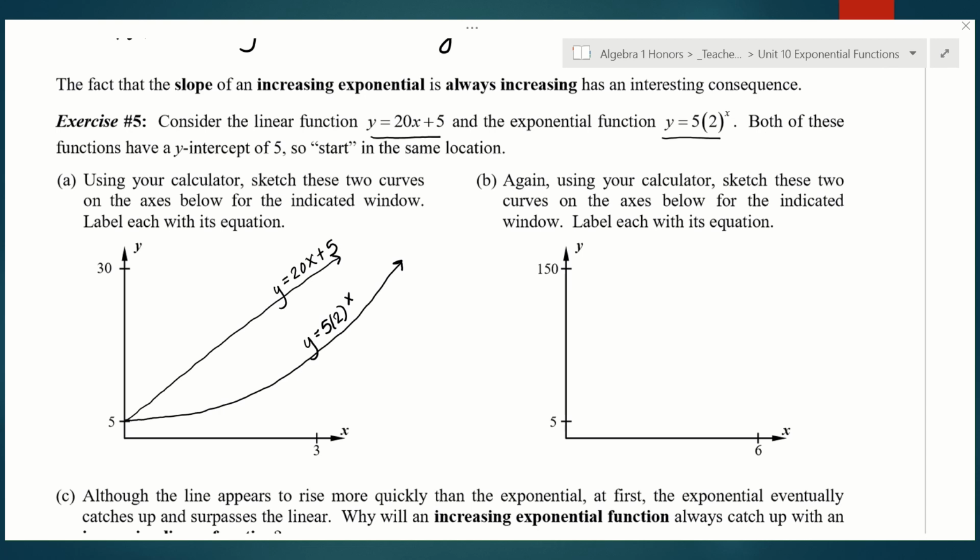And then for our y min, we're going to keep that 0, but for our y max, we're going to make that 150. And so now what we've essentially done is we've zoomed out. And so you should be able to see now where those two functions intersect. Okay, so our linear function now kind of looks like this.